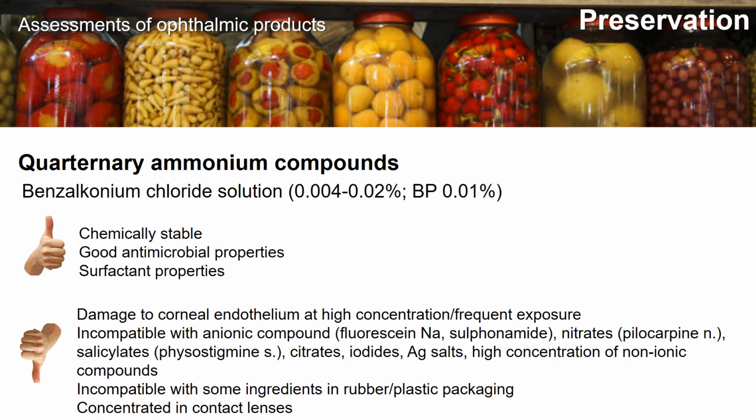It is also incompatible with some packaging materials, such as the teats of the dropper with stearate and microcrystalline polyethylene lubricant. It is advised to change to silicone rubber teat with the use of benzalkonium chloride. However, since it is used at a very low concentration, this problem is negligible. Benzalkonium chloride is also known to become concentrated in contact lenses, especially those that have been stored in conventional lens solutions.